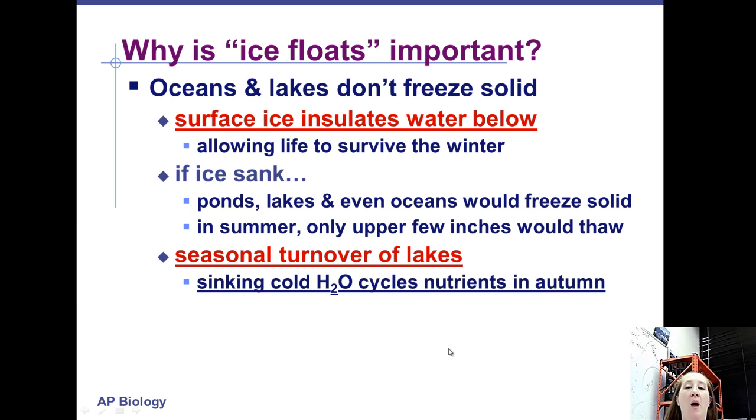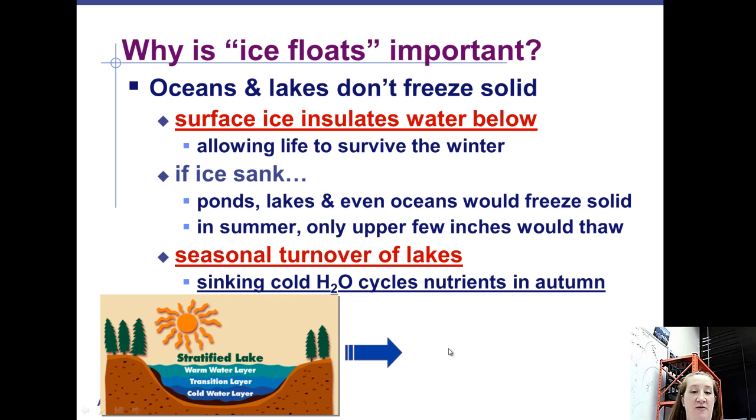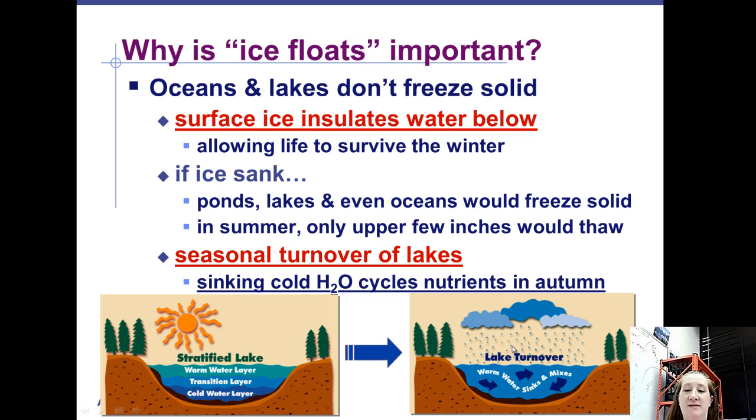The fact that ice floats also causes a turnover in lakes. Sinking water and rising water: as it gets cold it goes down, but then as it freezes, it comes up. It brings nutrients up and down with it. So, like this, there's a stratified lake during the summer, but as the seasons change, the water's going to turn over. And all these nutrients down here on the bottom from things that decomposed and settled down are all going to get brought back up to the top where life is going to exist.